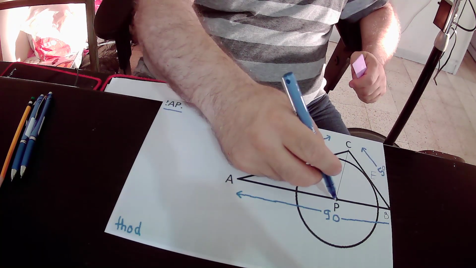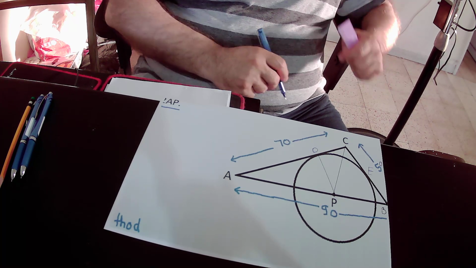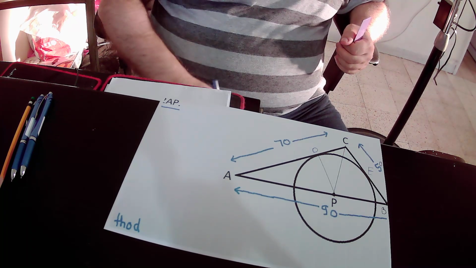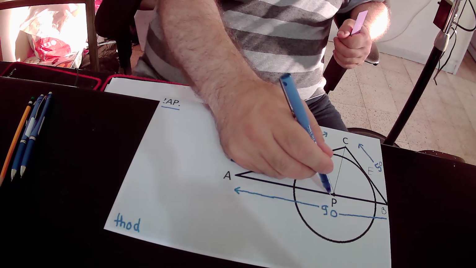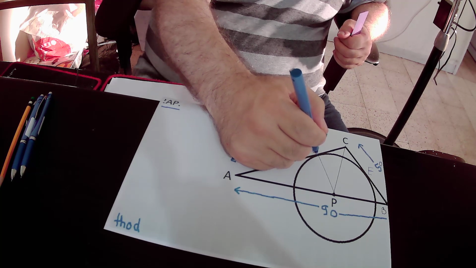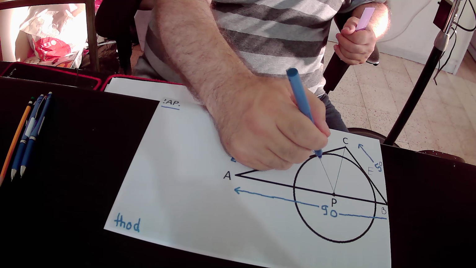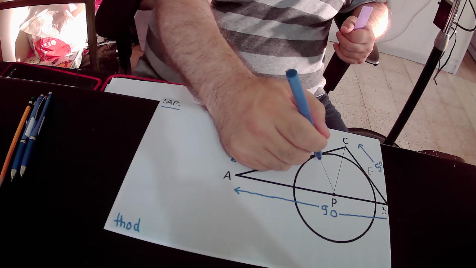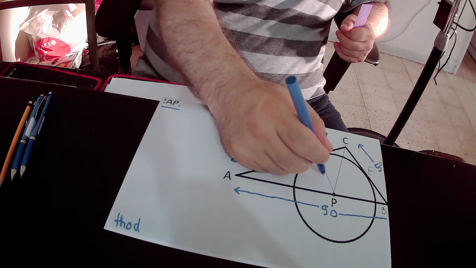Actually, OP or PO is the radius of the circle, because it starts from point P, the center of the circle, and ends at point O at the circle, so it is considered as the radius of the circle, so I will mark it as R.